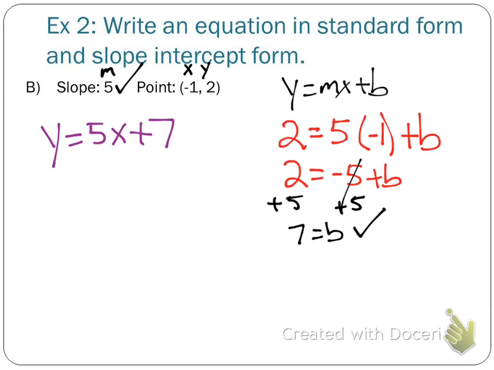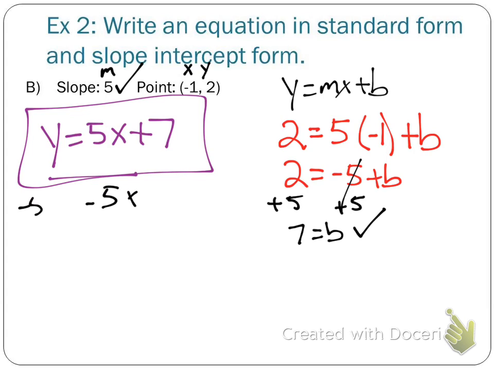Okay, so here's one answer. This is slope-intercept form. Now I'm going to write it in standard form. How do I switch this to standard form? Subtract 5x from both sides. Good. And I want the x in the front in standard form. What's the issue? Multiply both sides by negative 1.